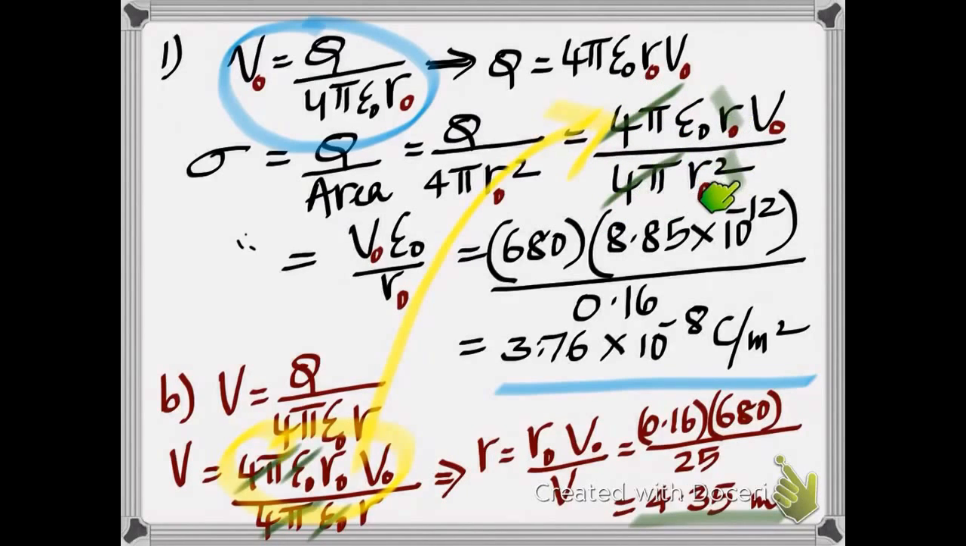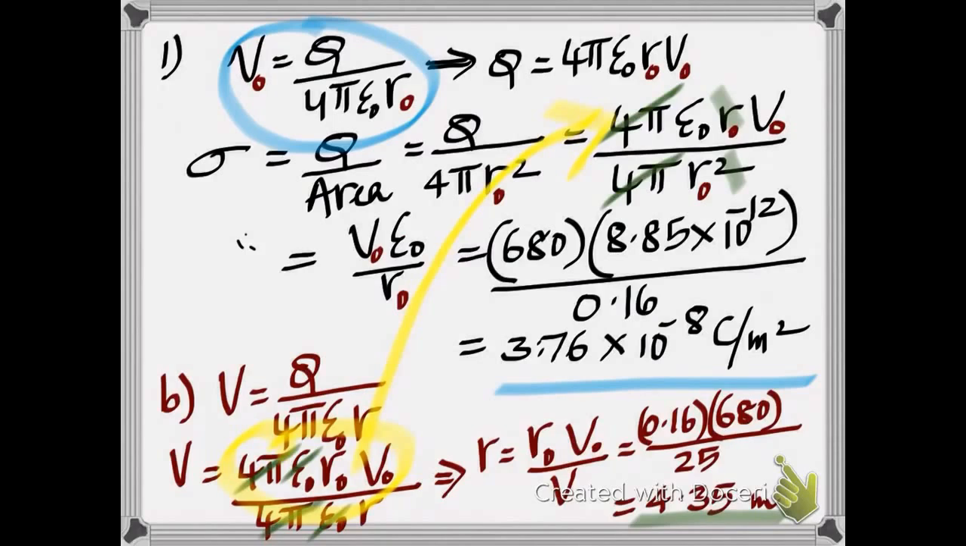One of the squares here cancels out with the R naught, and you're left with V naught epsilon naught by R naught. V naught is the potential, epsilon naught is permittivity of free space, and the radius of the sphere is 0.16 in meters. So you get the answer as 3.76 times 10 to the negative 8 coulomb per meter squared.